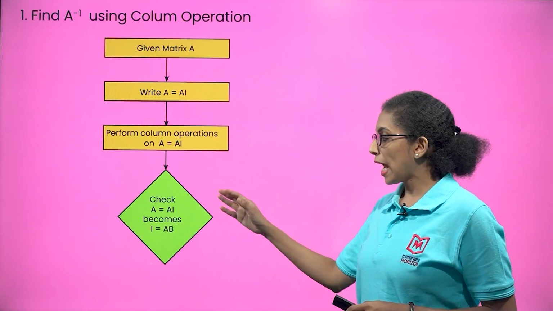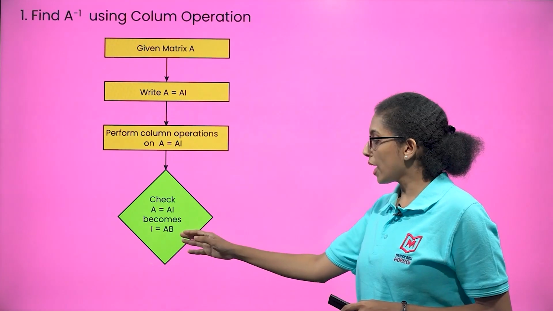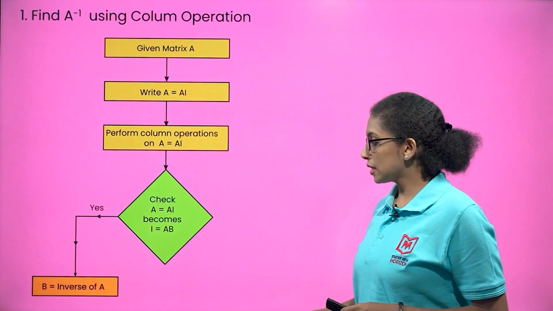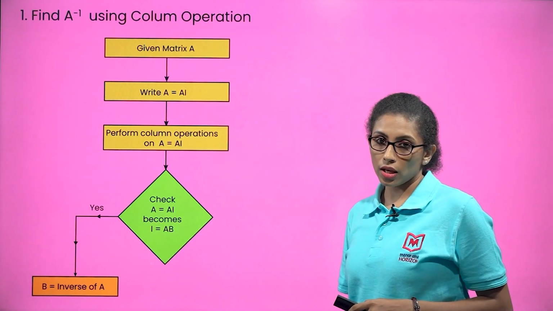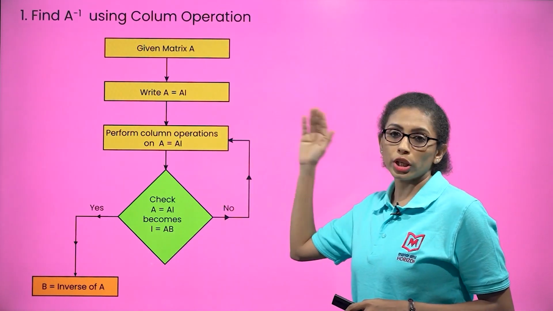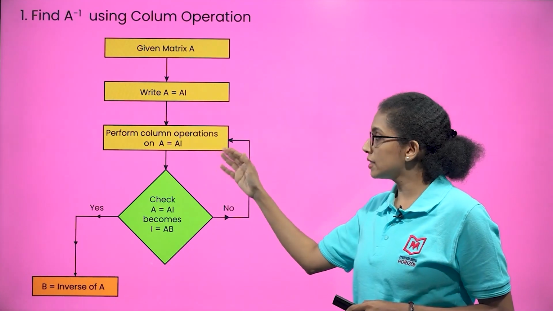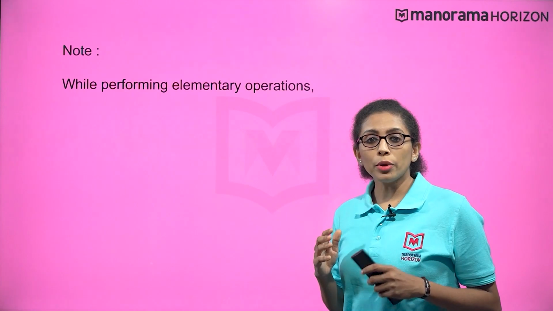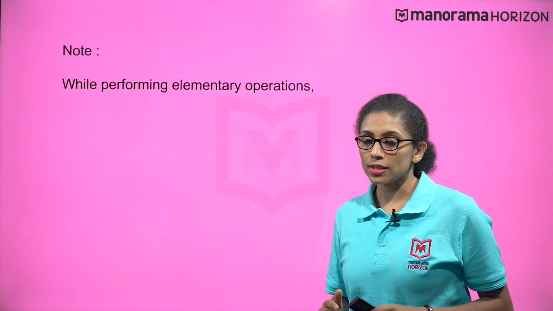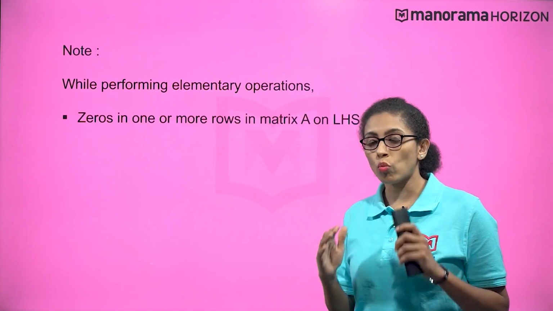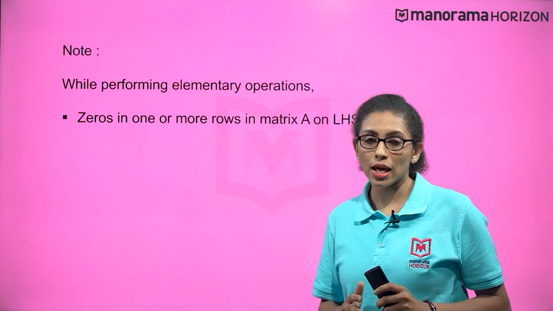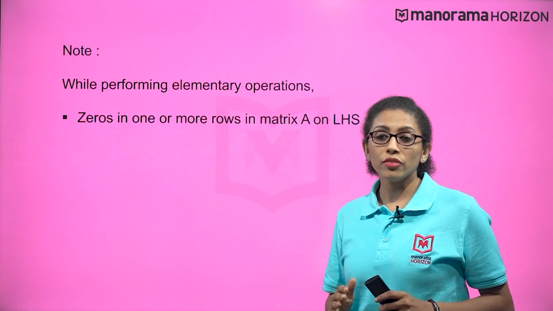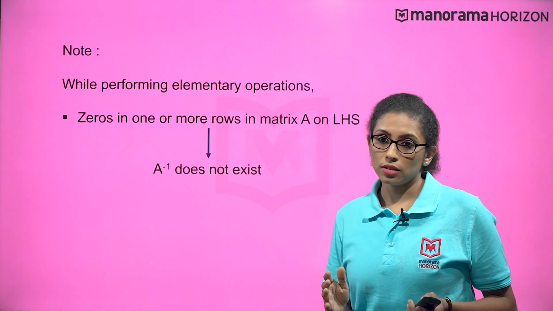Now, check if A is equal to AI becomes I is equal to AB. If it is yes, B is the inverse of matrix A, else continue the column operations until I is equal to AB. Note, while performing elementary operations, if we get all zeros in one or more rows in matrix A on the left hand side, then we can conclude that A inverse does not exist.